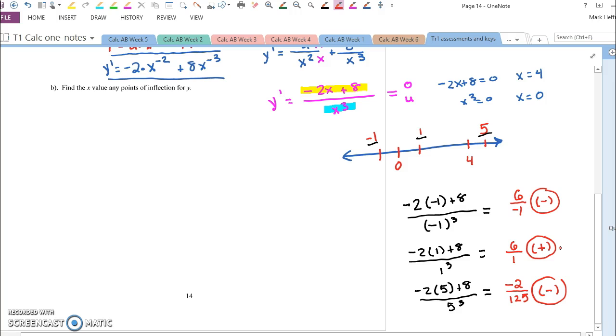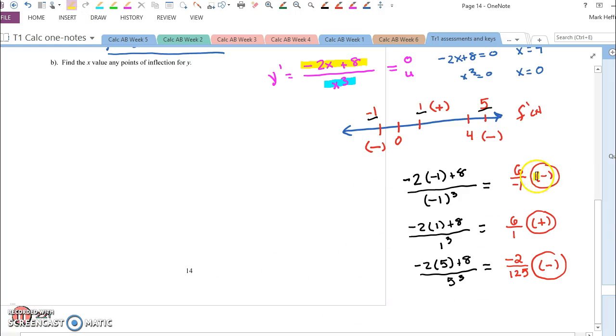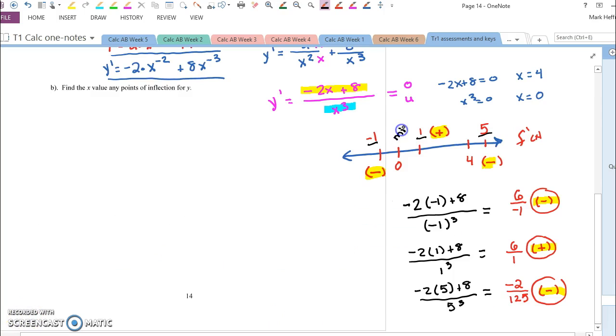So if I plot them on my derivative number line, we're looking at negative, positive, negative. That would mean that I have a min at 0, and it would mean I have a max at 4. The only problem with actually having a min at 0 is my original function was undefined. So it's not a minimum, it's something that looks like a minimum.